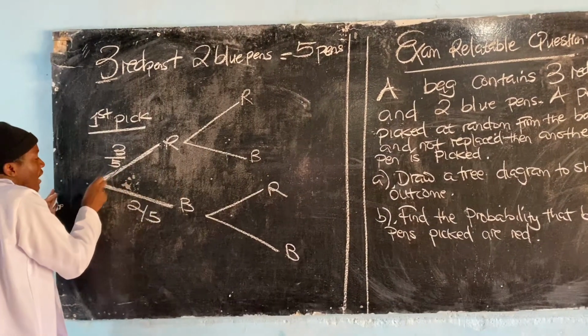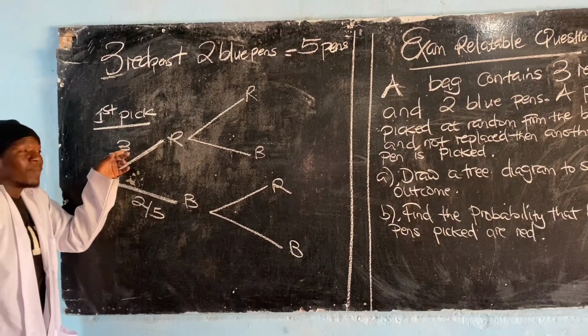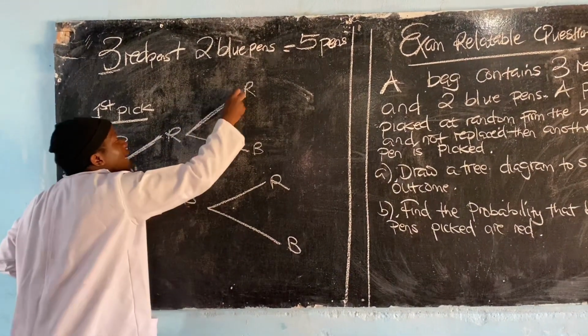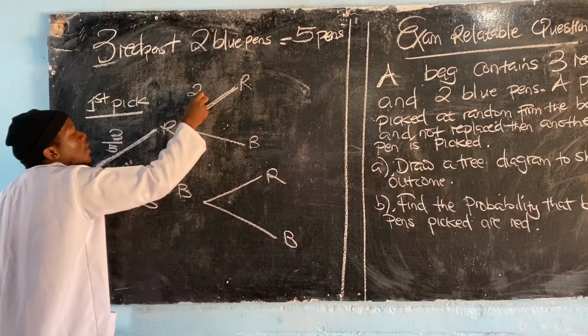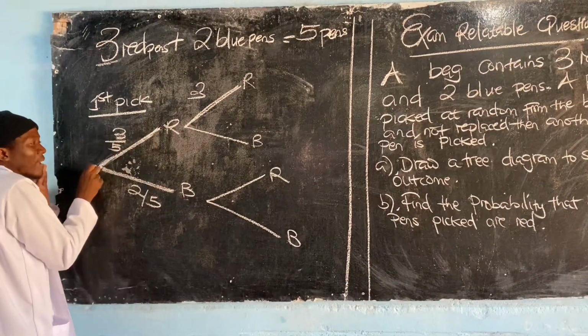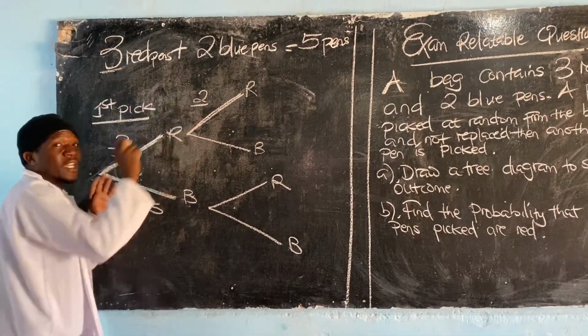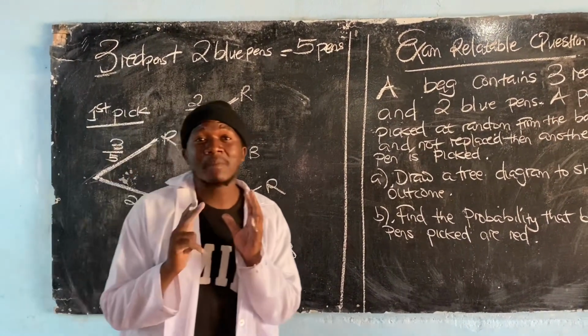Implying like if I started with red, it means I picked from 3. If I end up with red again, I'm supposed to remain with a 2. This shows that I didn't replace what I picked as a red, such that this remains a 2, it means even the total outcome is affected.